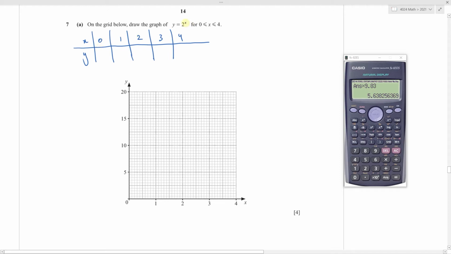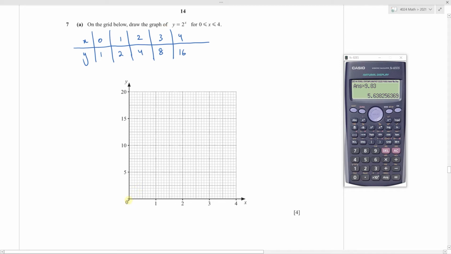So when x is 0, y is 2 power 0, which is 1. When x is 1, 2 power 1 is 2. 2 power 2 is 4. 2 power 3 is 8. And 2 power 4 is 16. So these are the points you have to plot and then draw the graph.